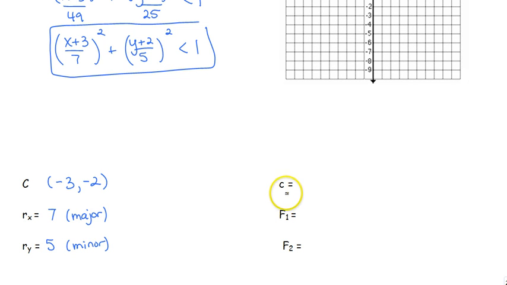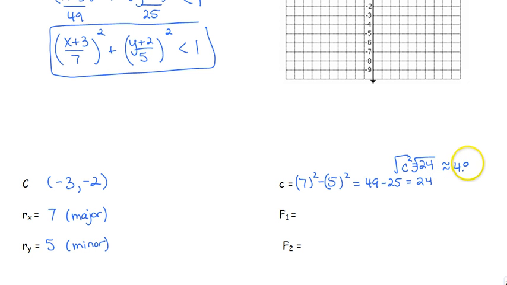To find c, we subtract the squares. So we've got 7 squared minus 5 squared. That gives us 49 minus 25, which is 24. Now remember, that is representing the c squared. So we know c squared is 24. If we want to find c, we take the square root. The square root of 24 is about 4.9. We don't want to worry about exact answers here because if we're graphing, square root of 24 is really not going to tell us a whole lot. I'd rather have the decimal to look at so I can count that over.